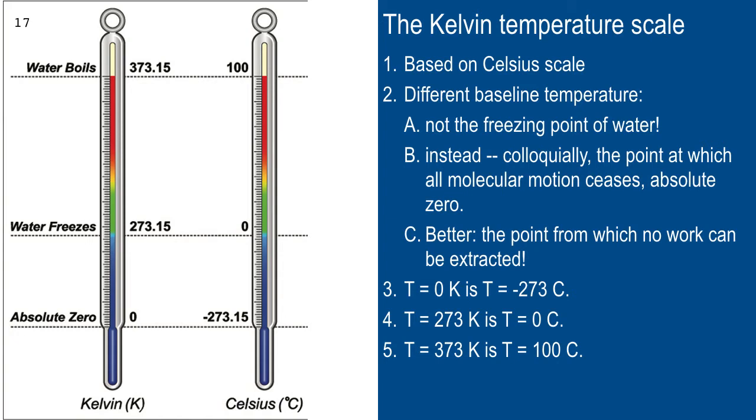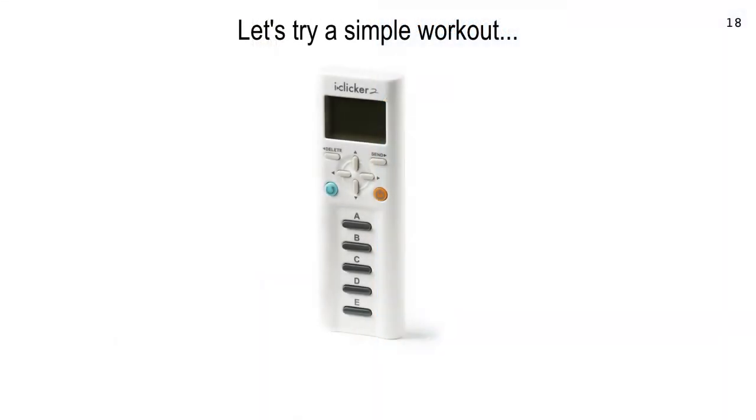And going back and forth, you're either adding 273 or subtracting 273. So if you have a Celsius temperature, just add 273, and bam, that's your Kelvin temperature. Now I'm going to give you an iClicker question here, just a little mini workout, but that was my phone, I guess.